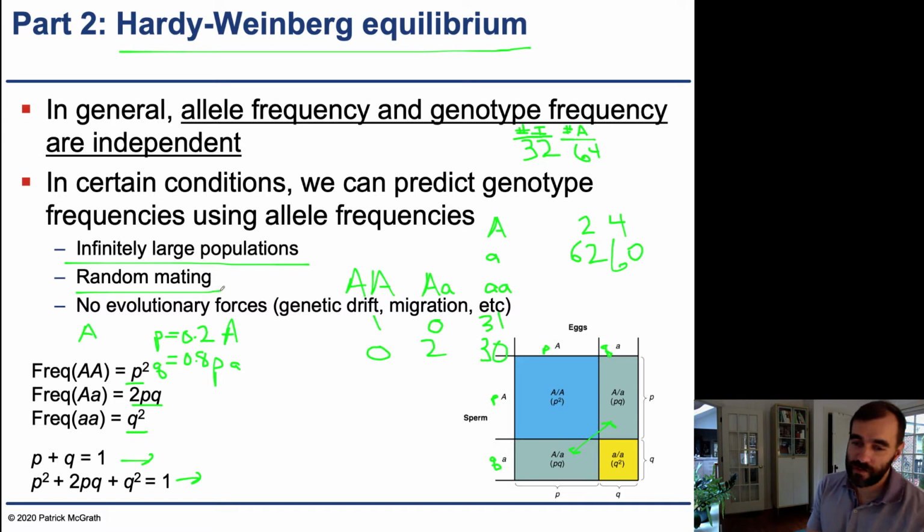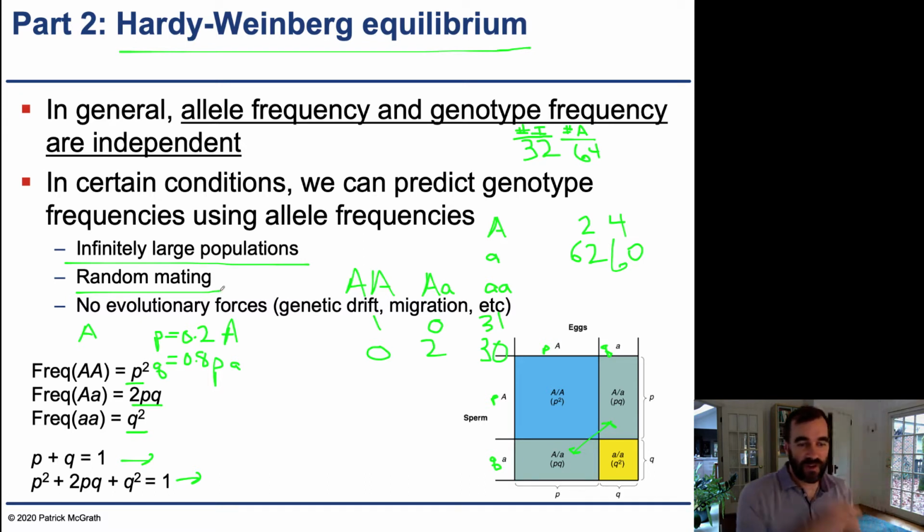Random mating means that when individuals pair up for mating, they just randomly choose another mate. There's no sort of sense within that. What that means is that an AA individual mates with this genotype and this genotype, kind of without regard.